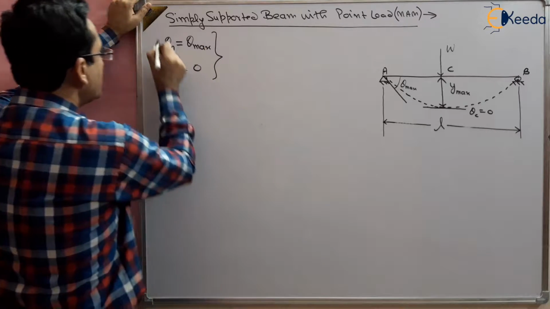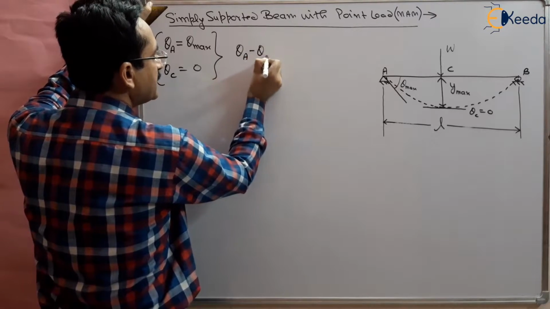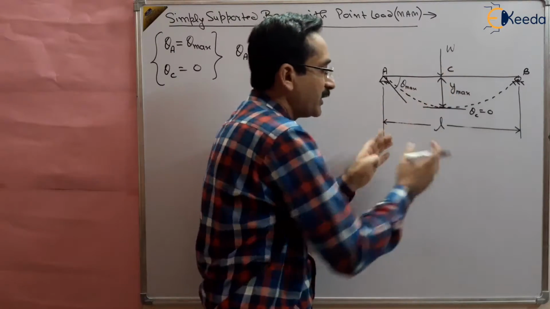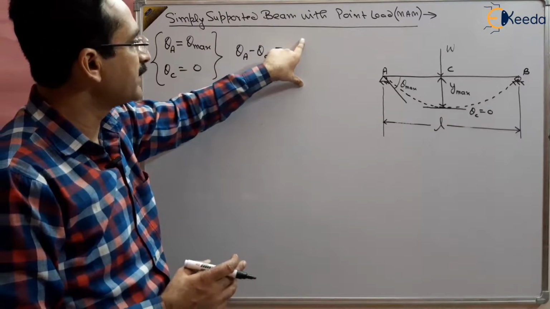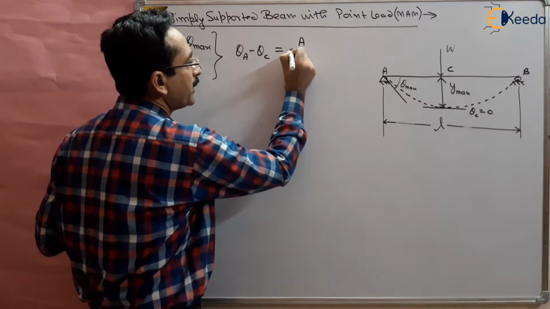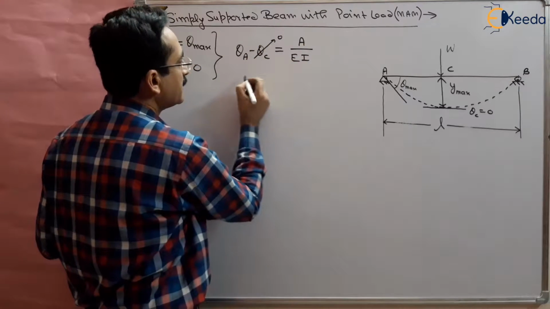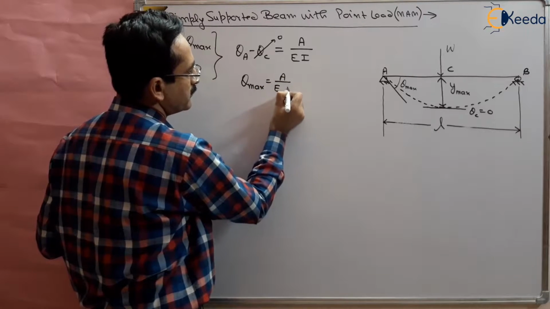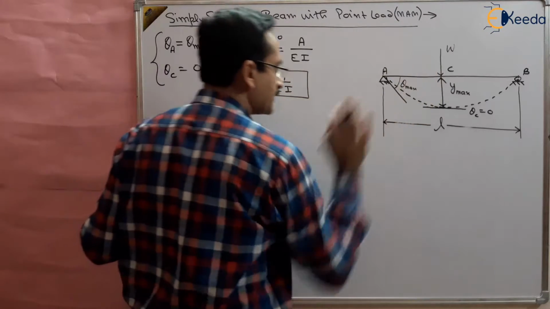So what is the theorem? The difference of these 2 slopes, theta a minus theta c, will be equal to the area of the bending moment diagram between a and c divided by EI. So we have to draw the bending moment diagram also. Since theta c is 0, we will get theta max as A by EI.